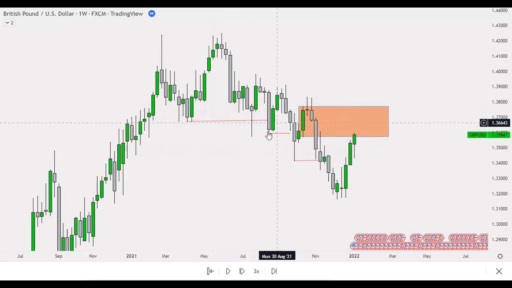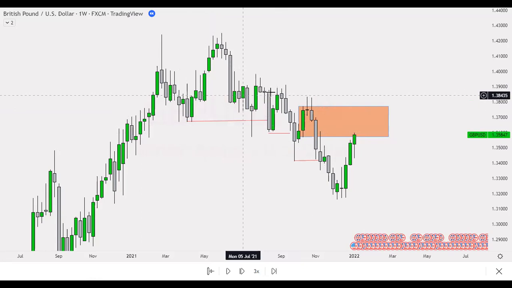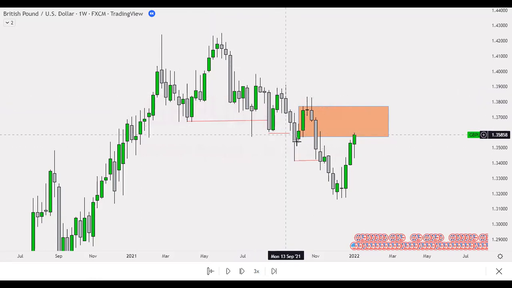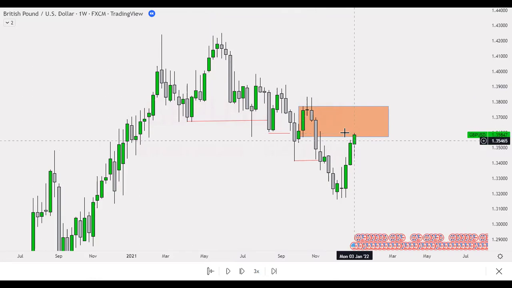But what happens next continues. This is a break of structure. So you see change of character, retracement to this order block, break of structure, retracement into this order block, break of structure here, and we see retracement into this order block. So we go to the 1 day time frame after we see a retracement into our order block.